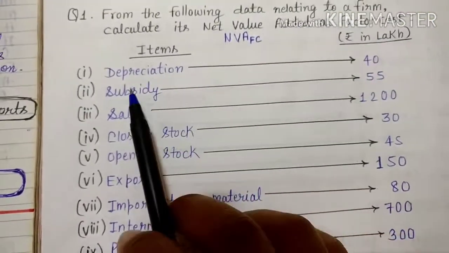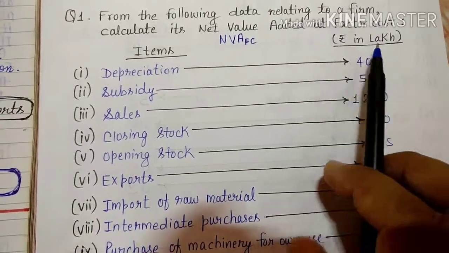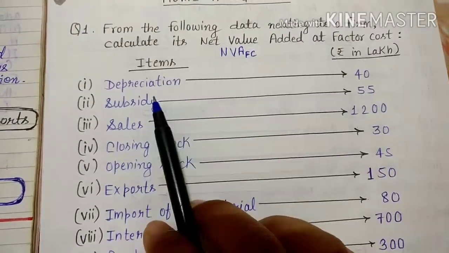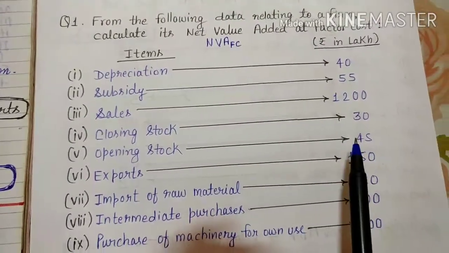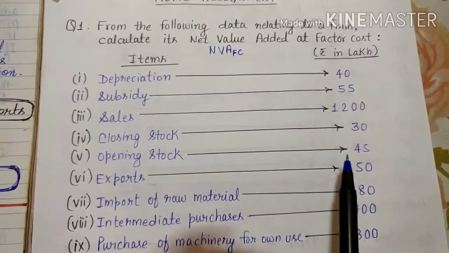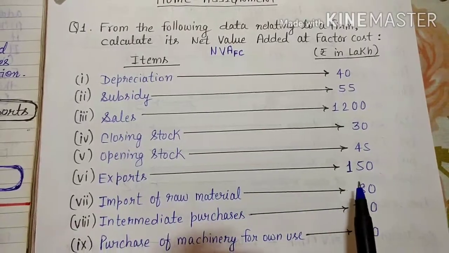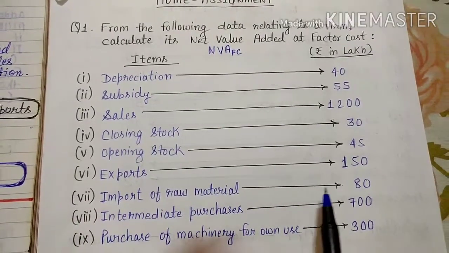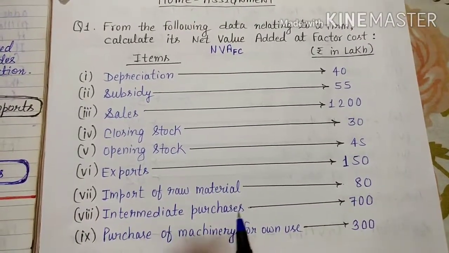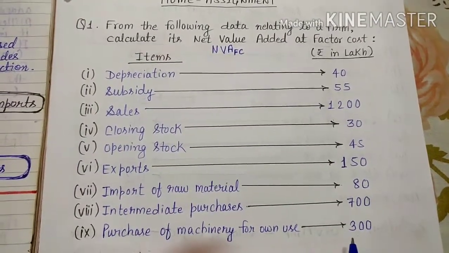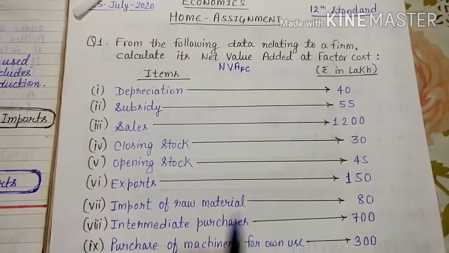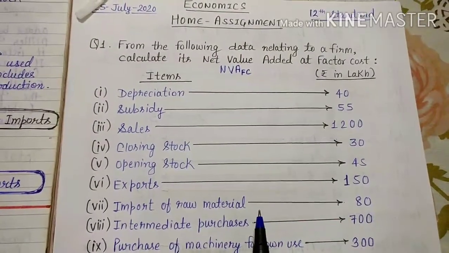Let's check the items which are given in the question. Here given what? Depreciation, that is rupees 40 lakh, because it is given in rupees lakh. Subsidy given 55 lakh. Sales given 1200 lakh. Closing stock given 30 lakh. Opening stock given 45 lakh. Exports given 150 lakh. Import of raw material given 80 lakh. Intermediate purchase is given 700, and purchase of machinery for own use given 300 lakh. So these are the items which are given in the question.